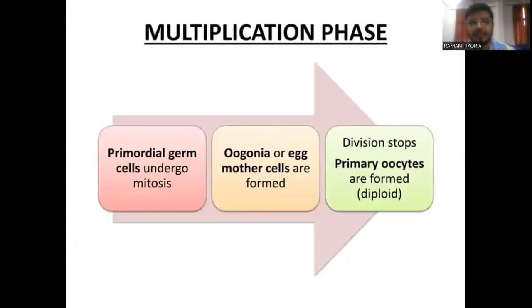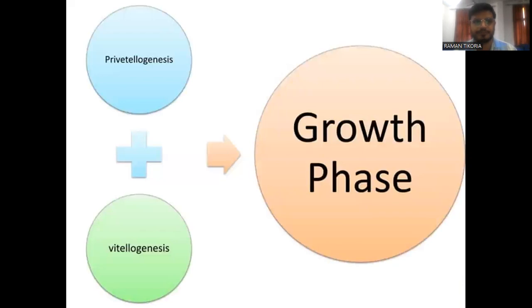So first we explain 3 steps. First step is the multiplication phase. As I explained, primordial germ cells undergo mitosis. They form oogonia or egg mother cells, and then division stops at the primary oocyte. Now, the growth step takes place, in which growth of the primary oocyte occurs. This growth phase consists of pre-vitellogenesis and vitellogenesis.